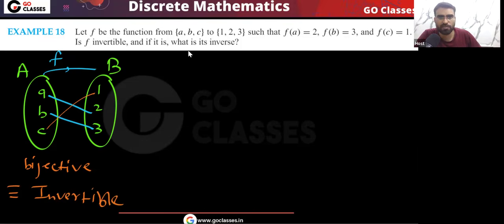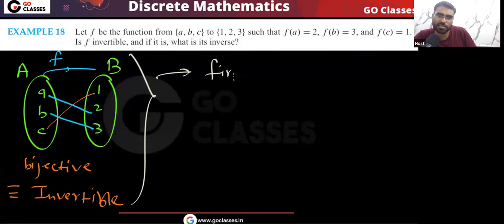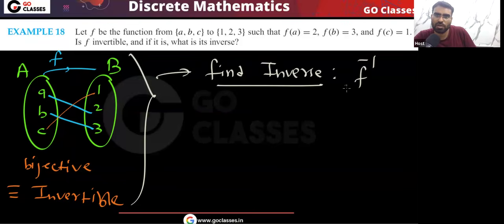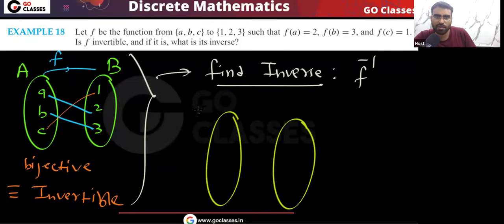Now, what will be the inverse? Now let's find the inverse. If you want to find the inverse, what will you do? Finding the inverse means F inverse. Very simple, just do the reverse mapping, from B to A. Remember, F inverse will be from B to A. Now this B will become the domain.